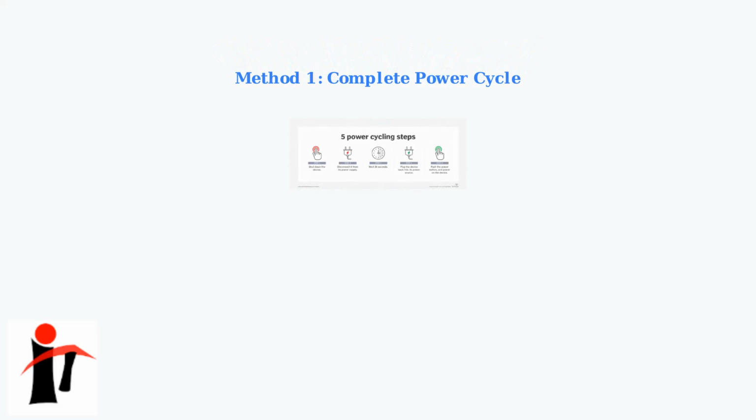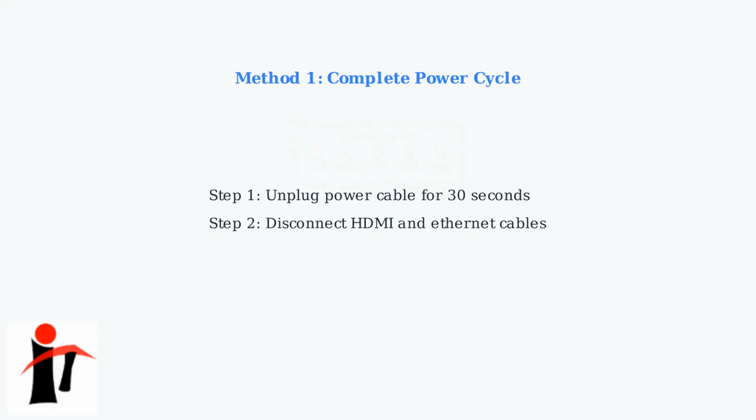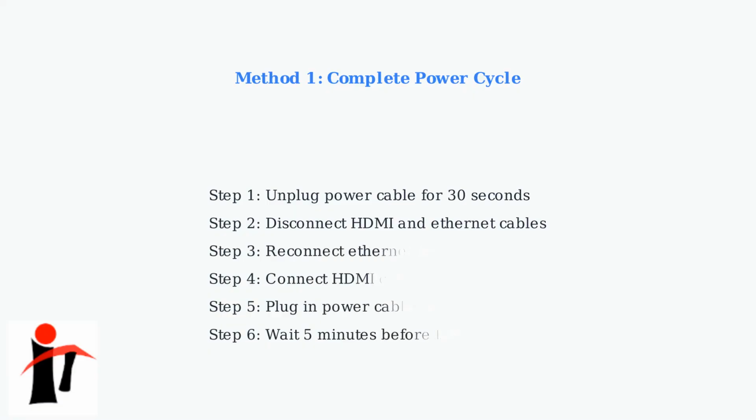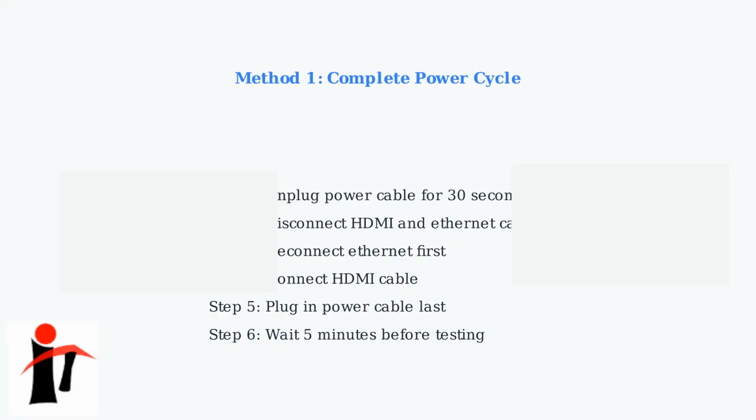This process has an 85% success rate and should be your first approach. Follow these steps carefully. First, unplug the power cable and wait 30 seconds. Then disconnect both HDMI and Ethernet cables completely. When reconnecting, order matters. Connect the Ethernet cable first, then the HDMI cable, and finally the power cable. Wait 5 full minutes before attempting to use the box.